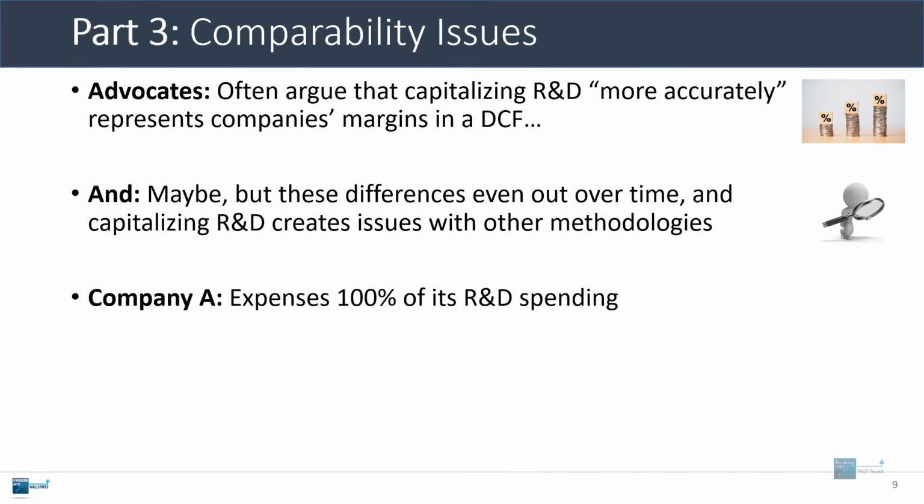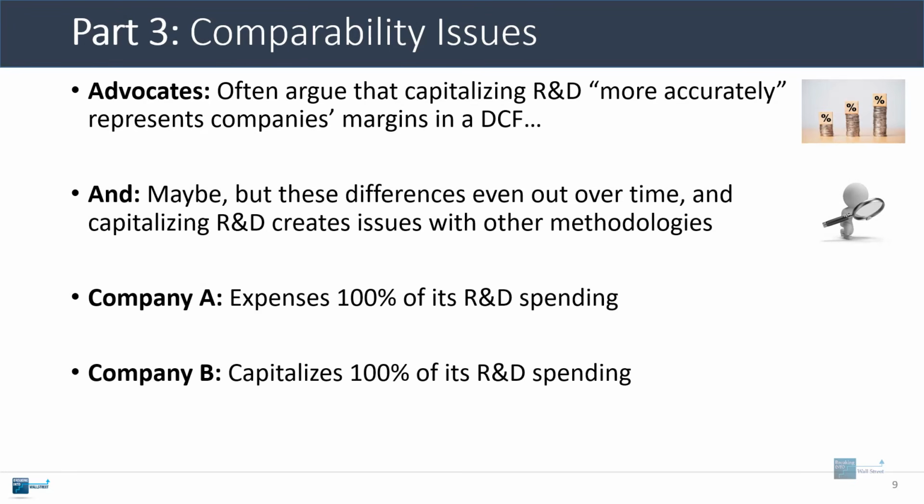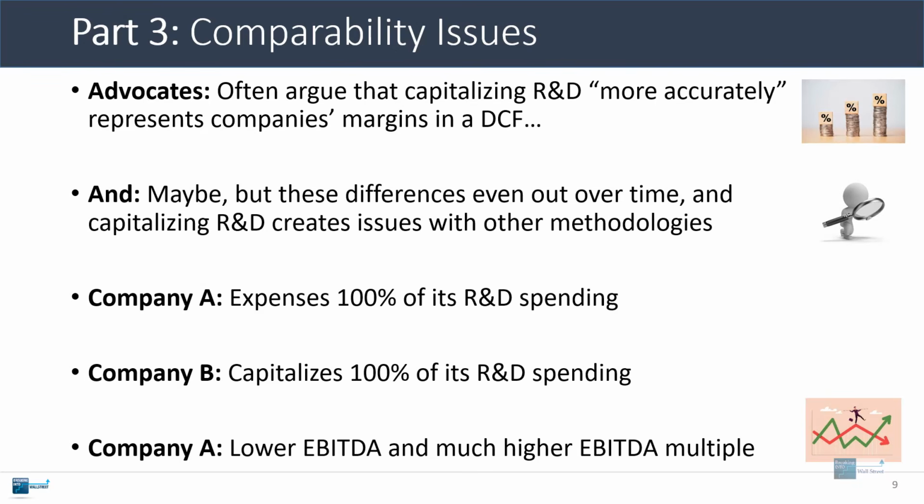For example, think about a scenario where you have company A that expenses 100% of its R&D spending and then company B that capitalizes 100% of its R&D spending. If you have a scenario like this, company A will end up with a lower EBITDA and a higher EBITDA multiple as a direct result.